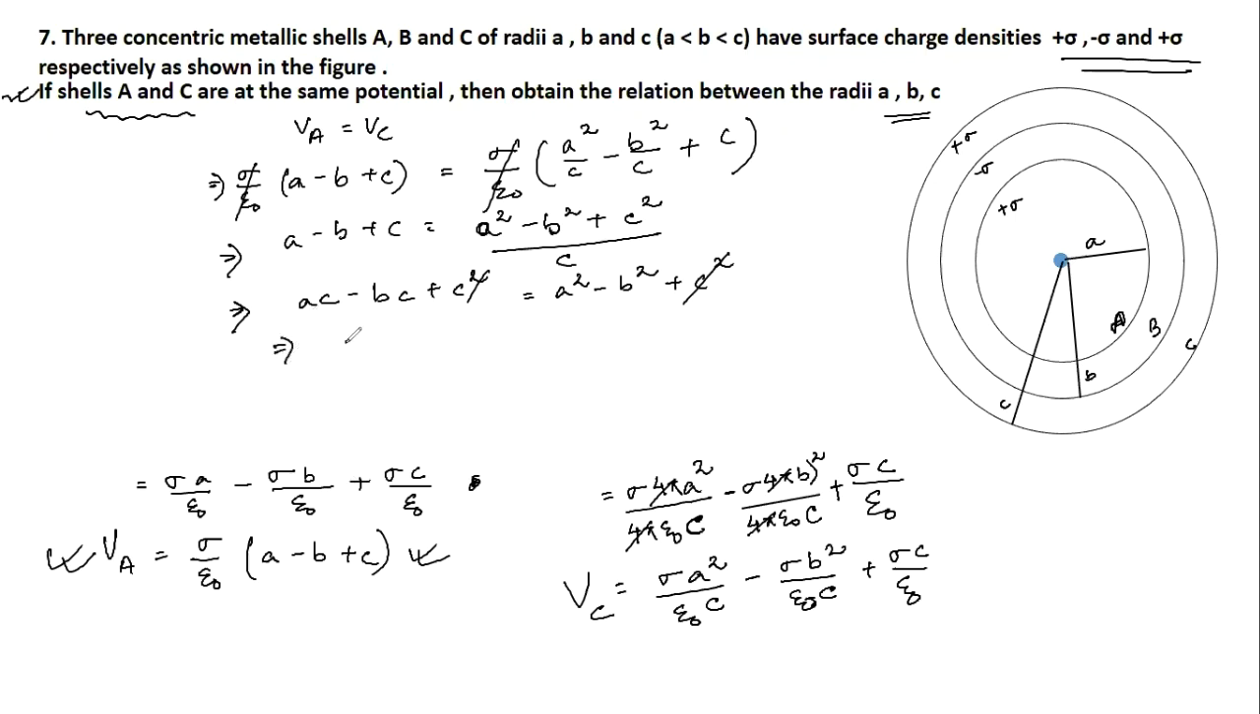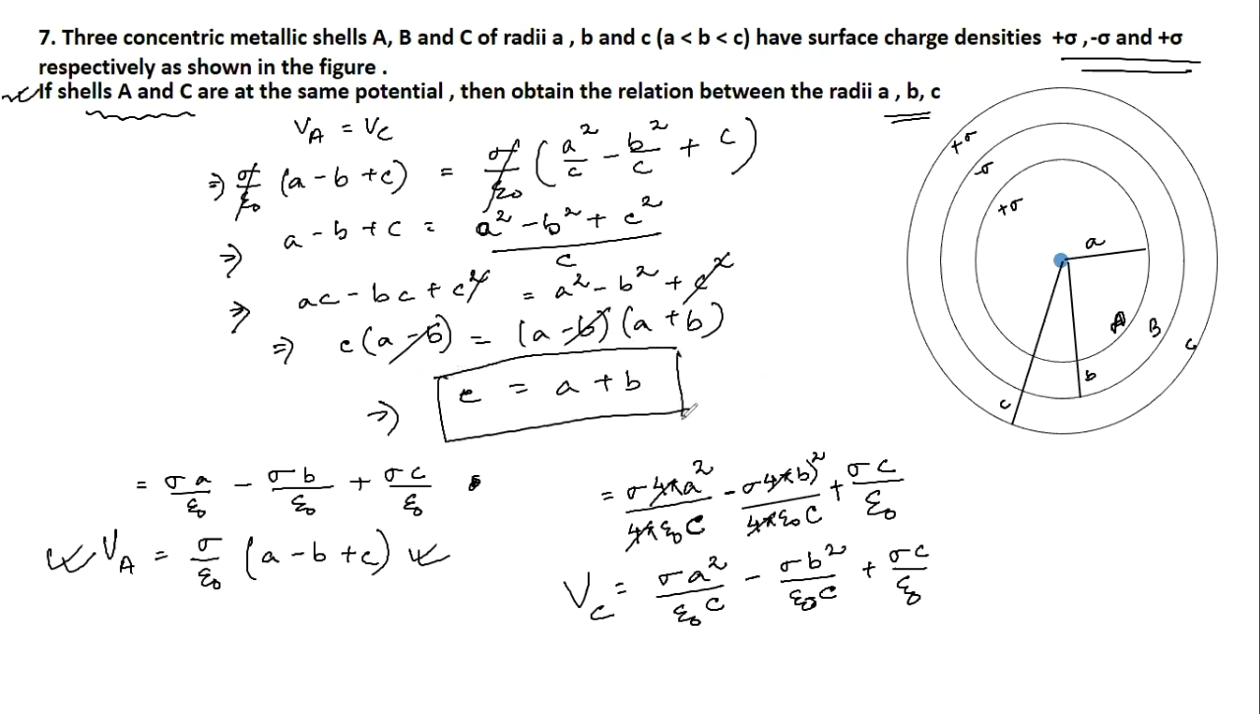So if you take C common, you have A minus B, and you have A square minus B square. If you bring it to this identity, A plus B, A minus B, and cancel out this A minus B, you get this relation, C equals A plus B. So this is the relation between these radii A, B, and C.